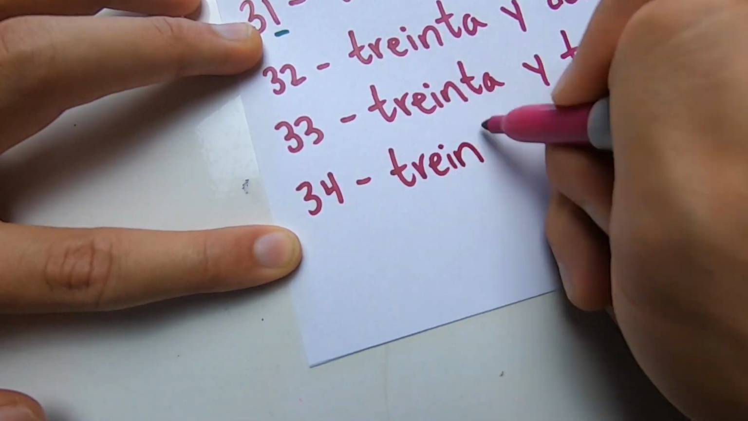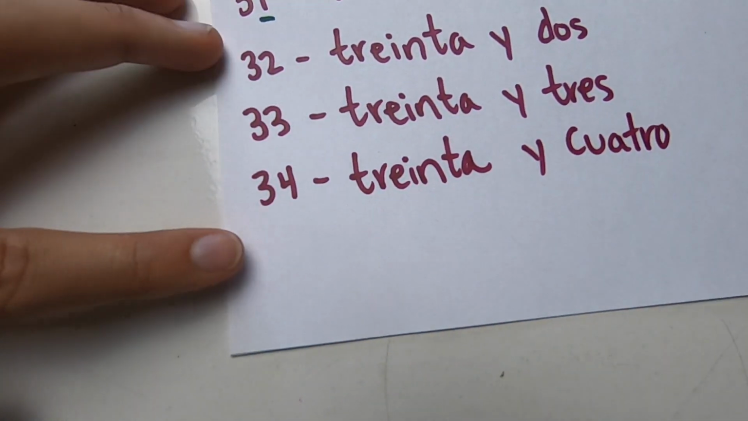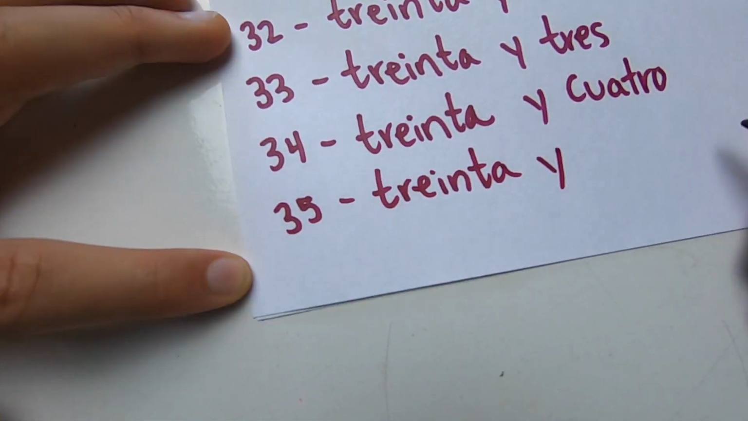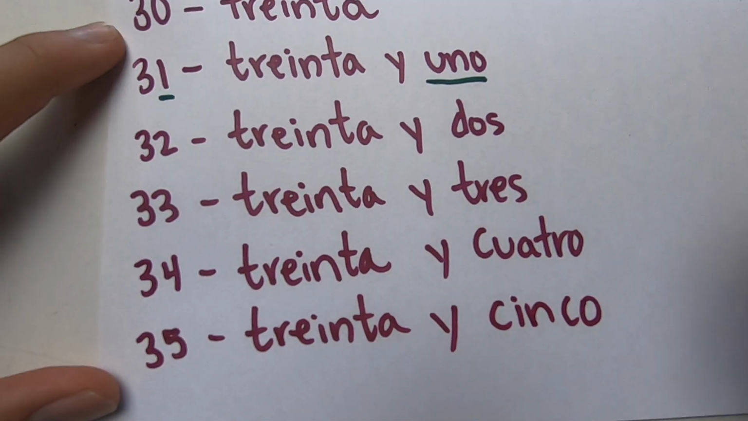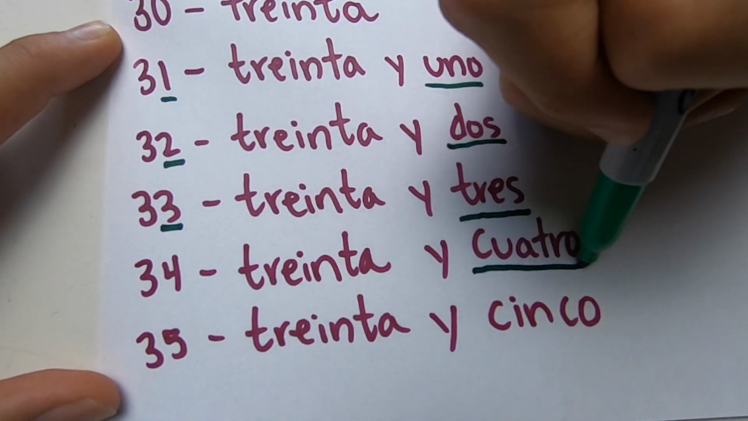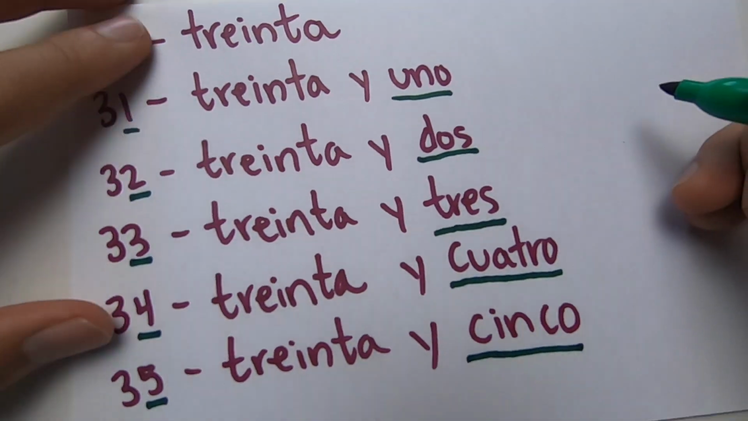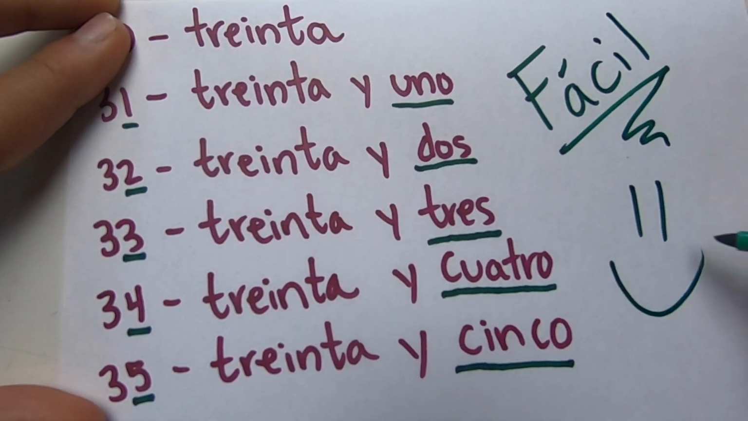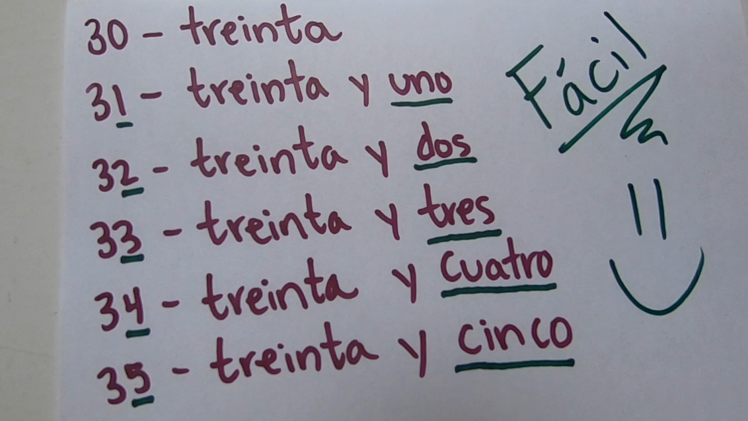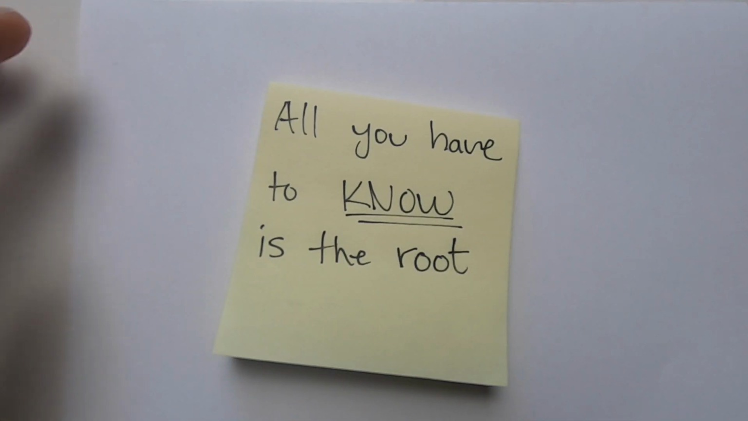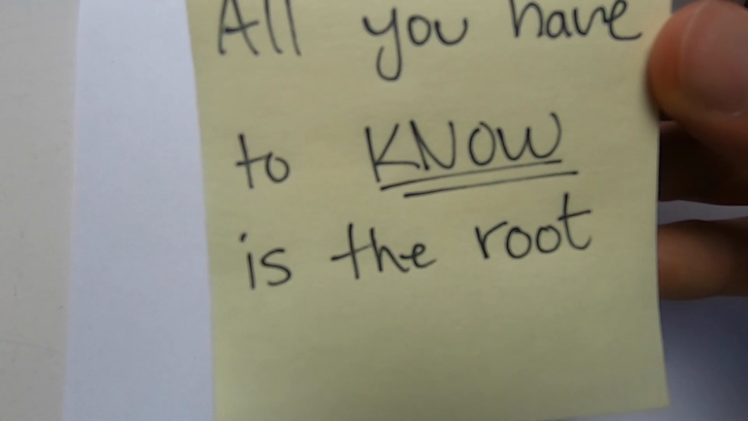So 1, 2, 3, 4, 5, 6, and so forth. So as you can see, all we're doing is using the root 30 and applying the smaller digit numbers, 1 through 9. It's that easy. 31, 32, 33, 34, y 35. Okay, so let's take a look. All you have to know is the root in order to know the rest of the numbers.